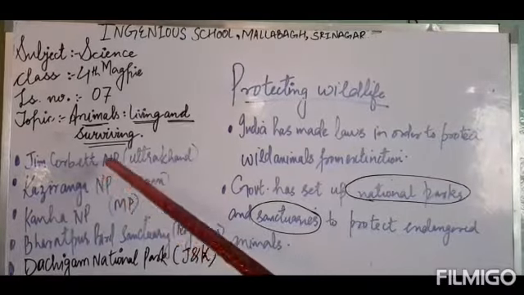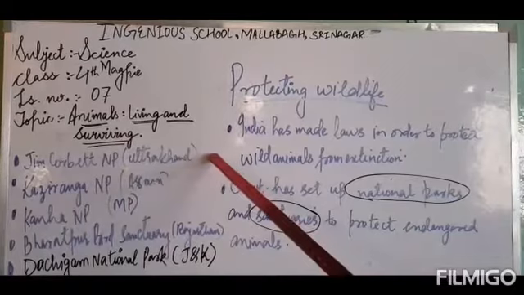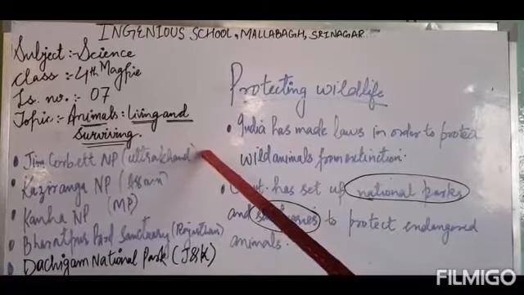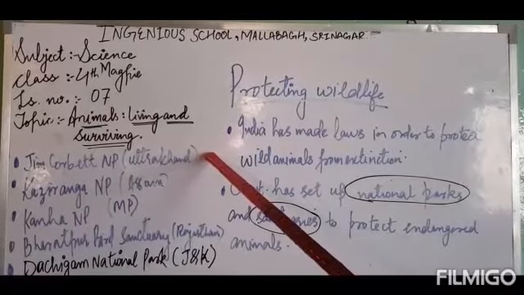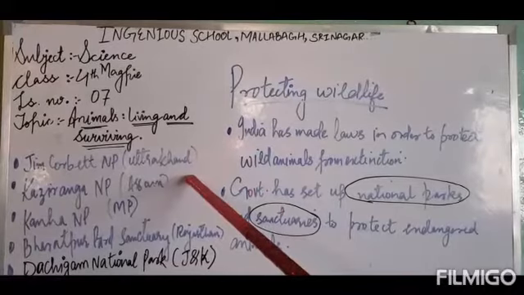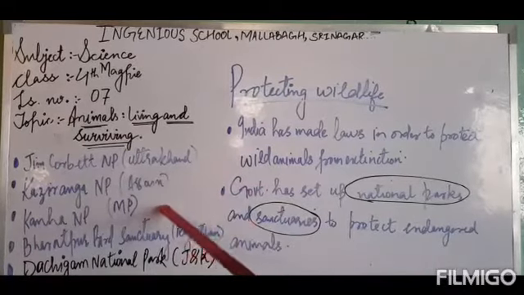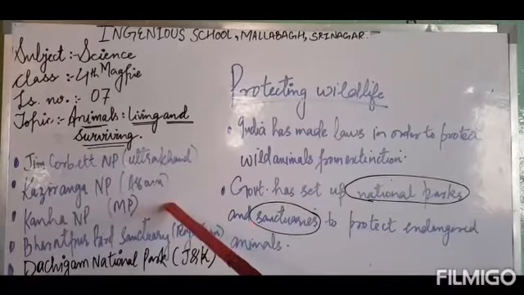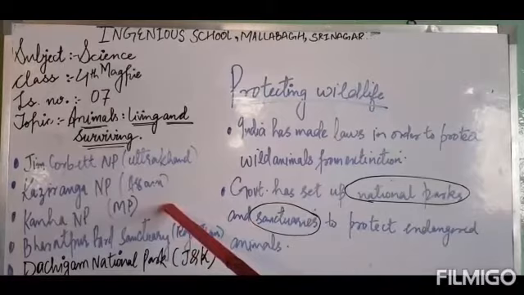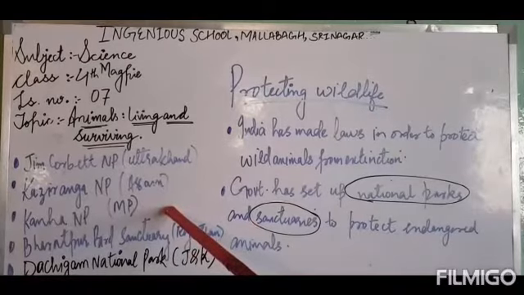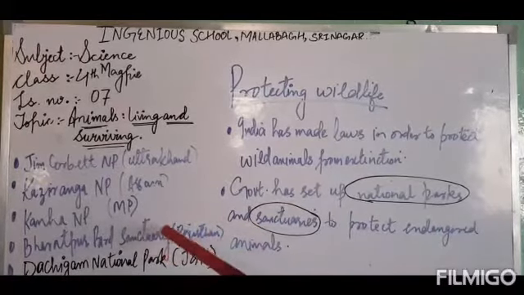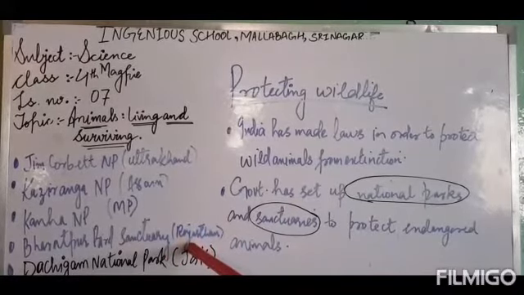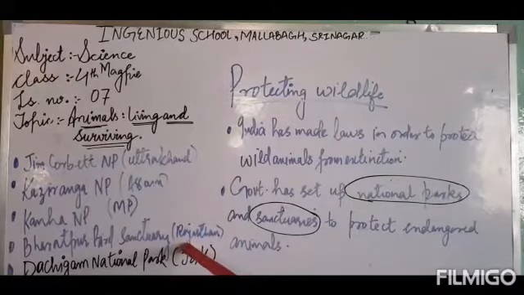One of the national parks is Jim Corbett National Park in Uttarakhand, which was established to protect tigers, leopards and elephants. They are also protected there. Kaziranga National Park is found in Assam. Kanha National Park is established in Madhya Pradesh, and it is meant for the protection of tigers. Bharatpur Bird Sanctuary is found in Rajasthan. Many birds like cranes and pelicans visit this sanctuary from different parts of the world.